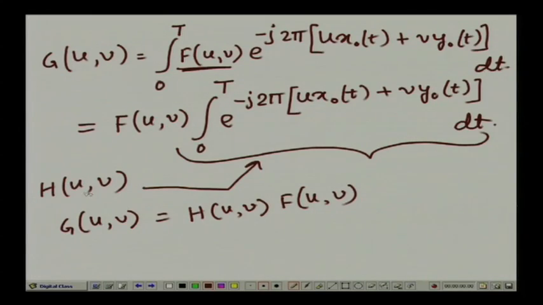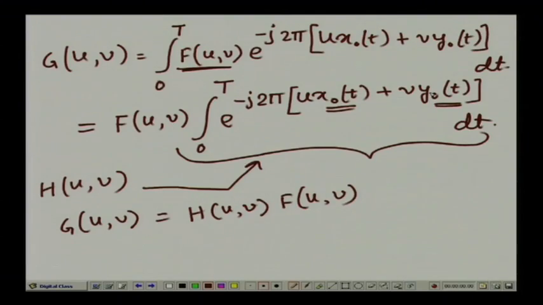So, here the motion term, the degradation function, is given by integration of this particular expression, and in this expression x naught t and y naught t are the motion variables which are known. If the motion variables are known, then using their values I can find out the degradation function, and using that degradation function I can go for the degradation model. So, I know H(u,v), I know G(u,v), and from that I can find out the restored image F(u,v).